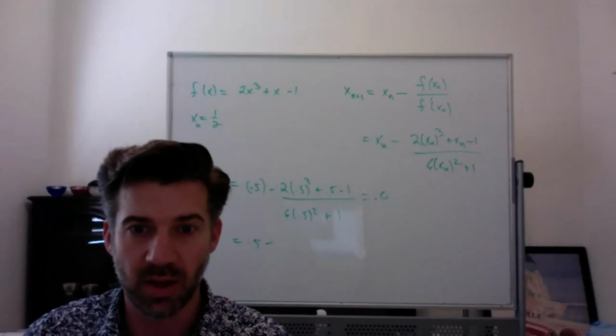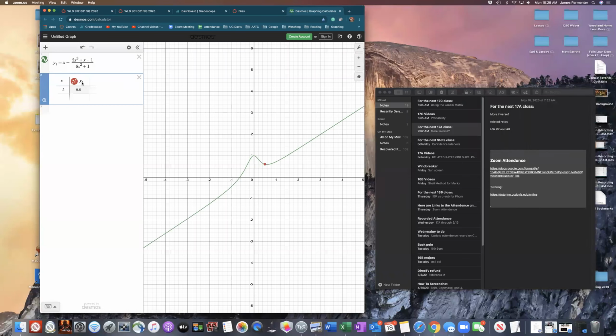So what you can do then, going back to this, is plug in the y value here to get the next x value. If I plug in 0.6, it gives me the next one, which is 0.5899.